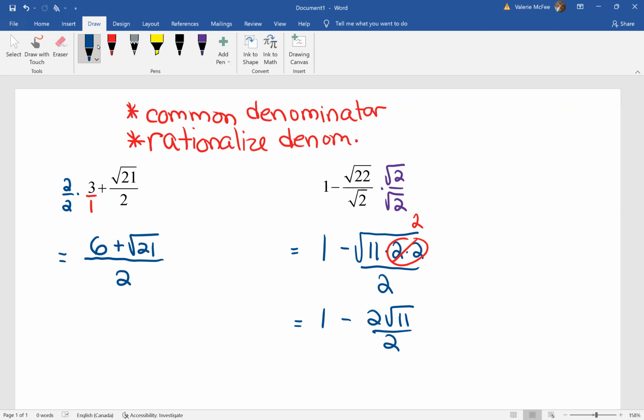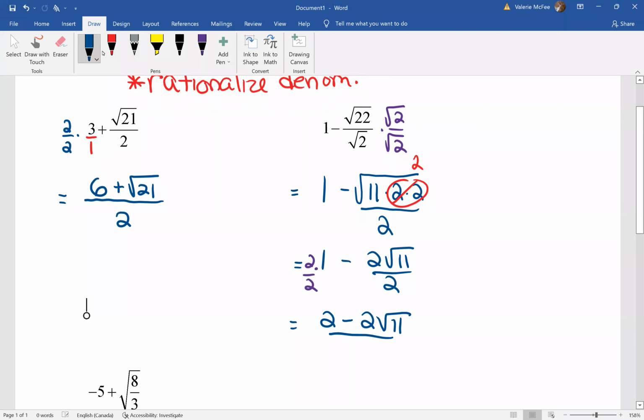Again, we want this over a common denominator. So we need to multiply that 1 by our missing factor. So we have 2 minus 2 root 11 all over 2.